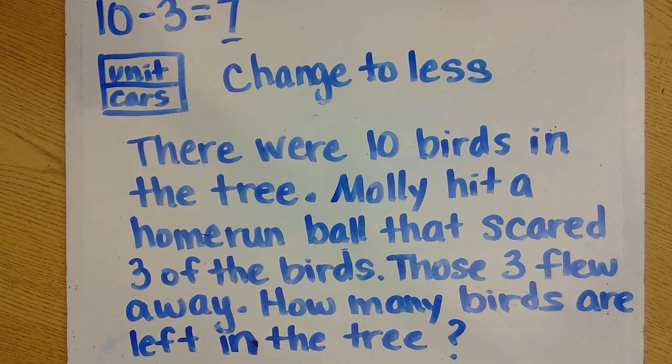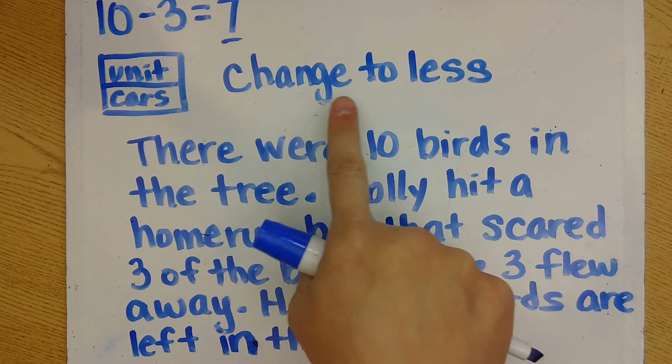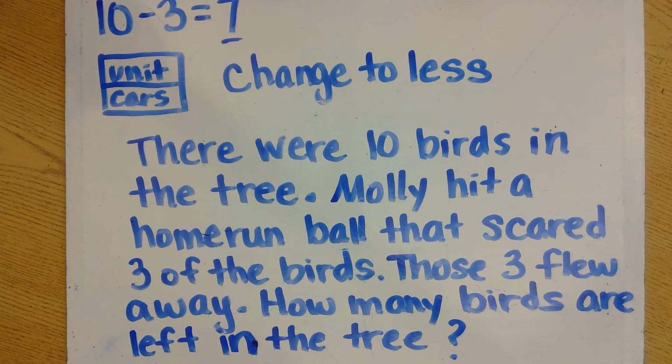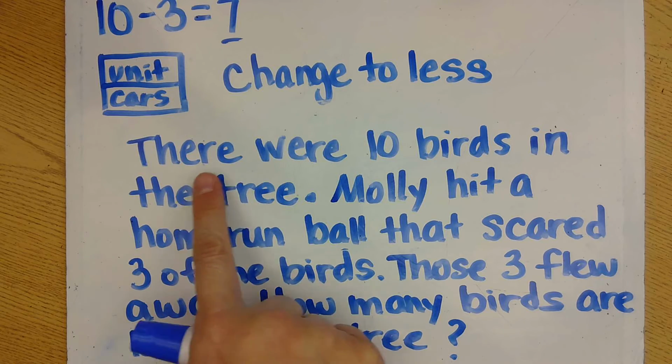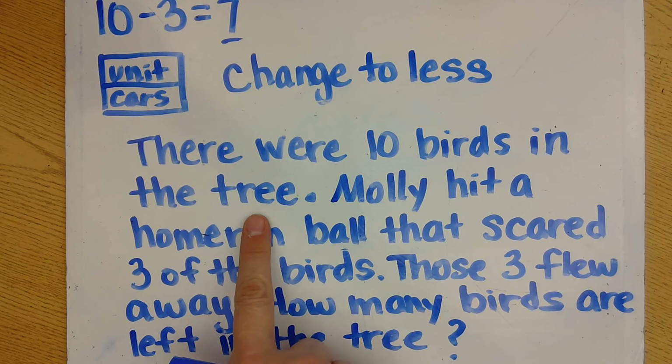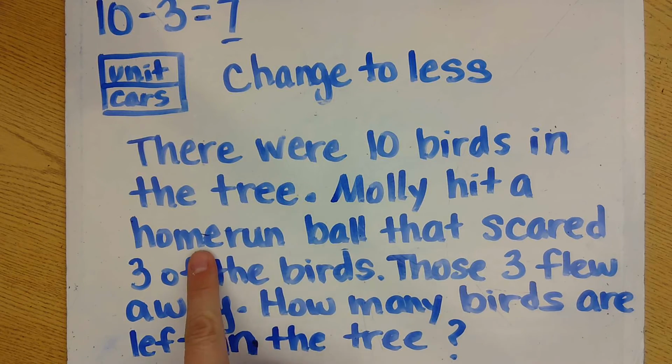All right, friends, here is one more example of a change to less subtraction number story. There were 10 birds in the tree. Molly hit a home run ball that scared 3 of the birds. Those 3 flew away. How many birds are left in the tree?